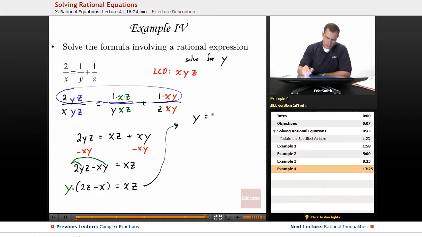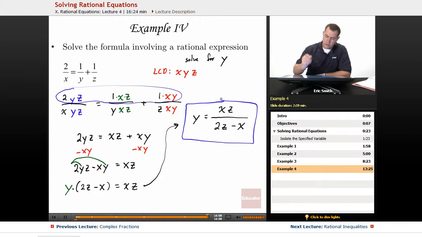So y is equal to xz all over 2z minus x. And this one really is solved because we have completely isolated the variable we are looking for. And really, in a sense, we've created a new type of formula. So be careful when solving many of these different types of rational equations. Make sure you always check your solutions and really use that least common denominator to help yourself out.